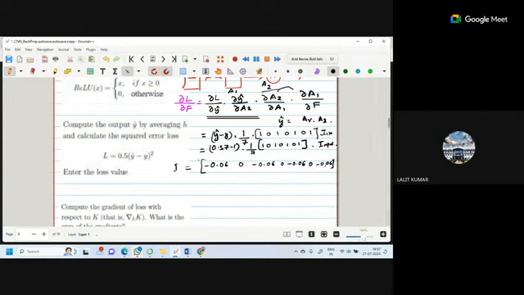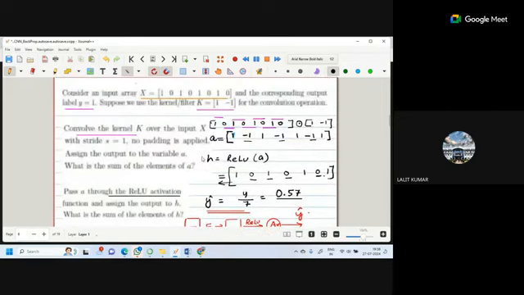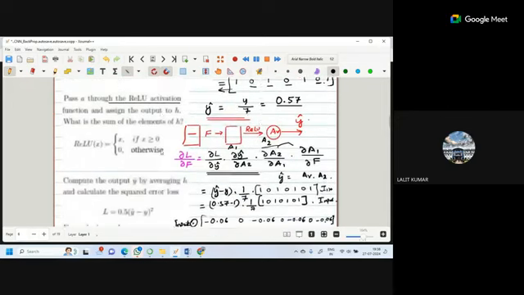And like I covered earlier, we do the convolution on the input. Our input was what? 1 0 1 0 1 0 1.